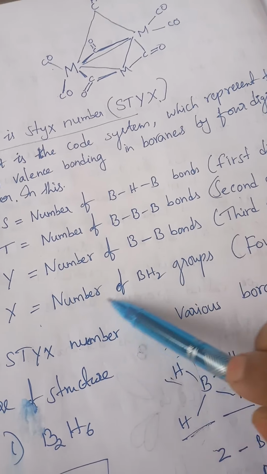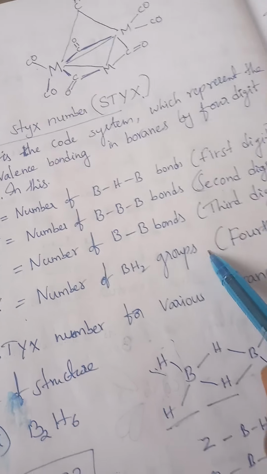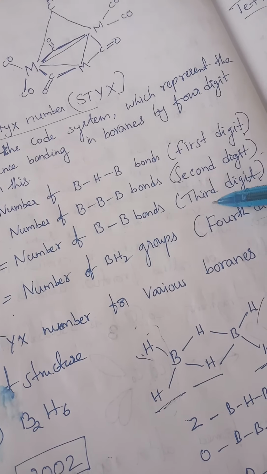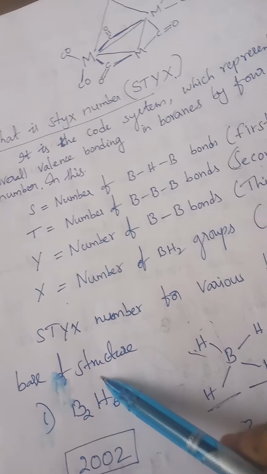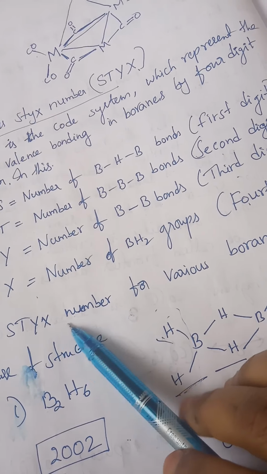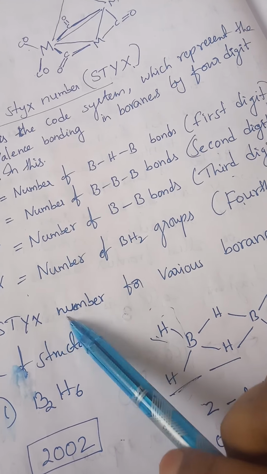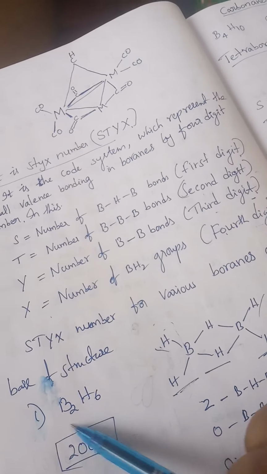Again, X is the number of BH2 groups. It is indicated by the fourth digit. So we have the first digit, second digit, third digit and fourth digit. For example, let us take the STYX number for various boranes in the basic structure.